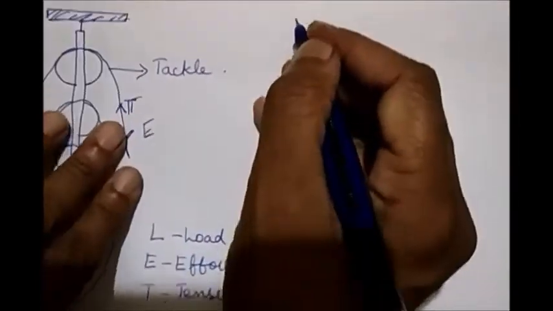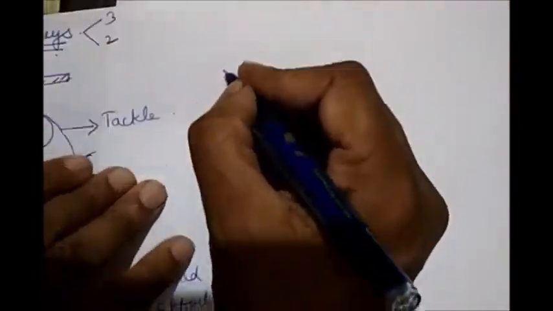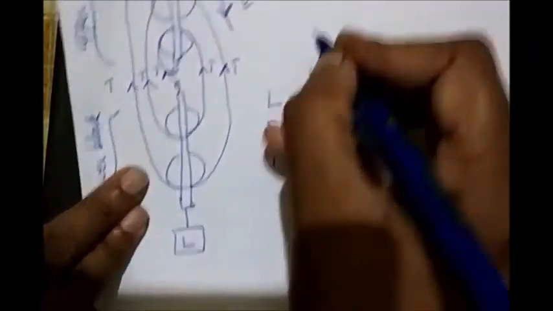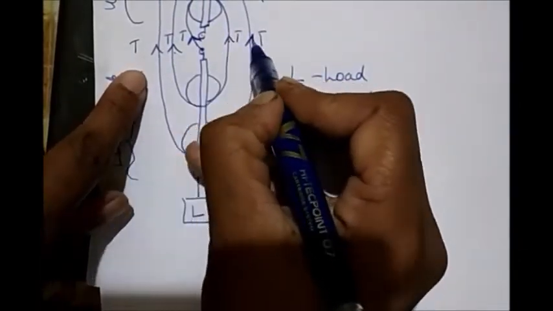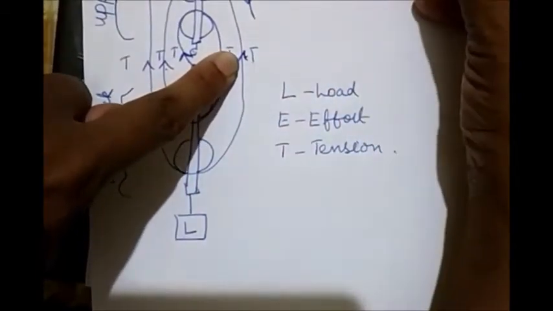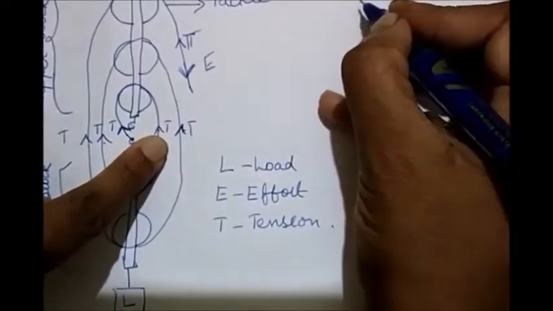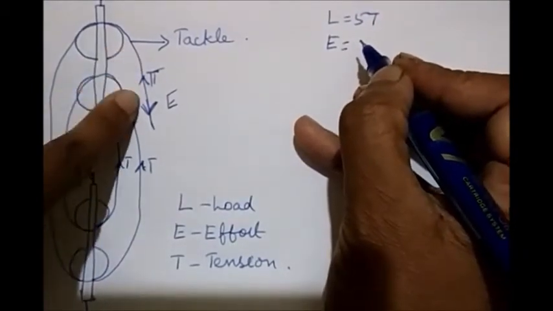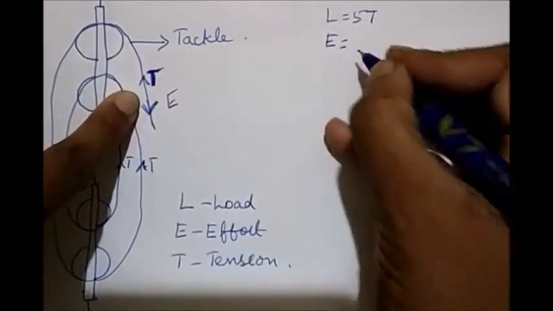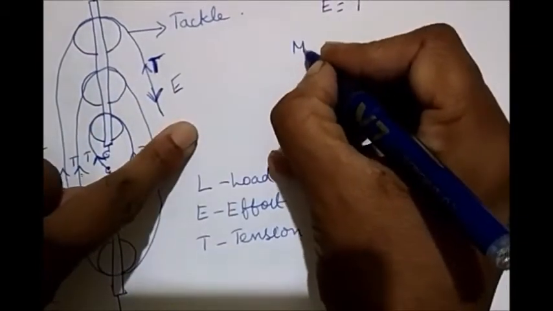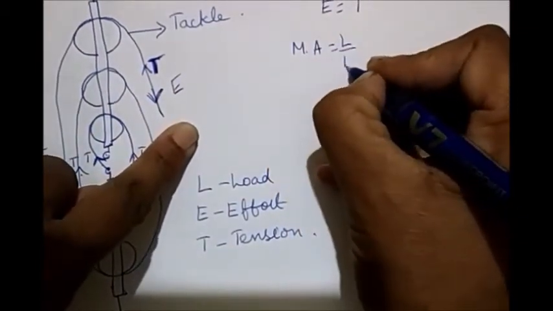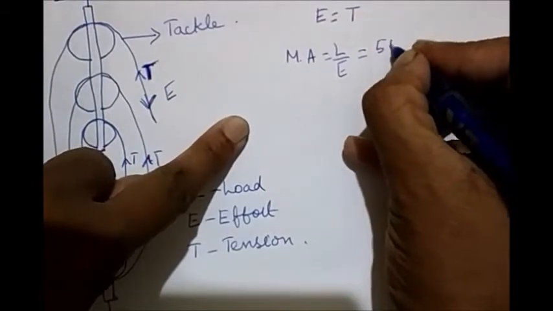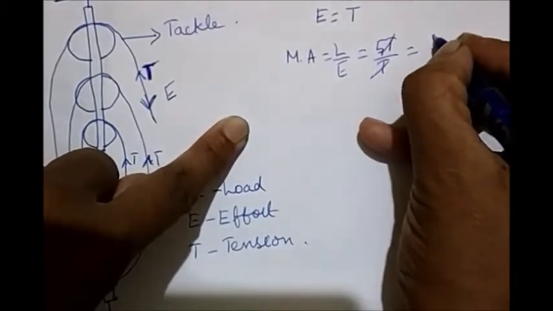Then they'll tell you to derive MA, VR and efficiency as usual. Now, how will you start? The load is balanced by 1, 2, 3, 4, 5, so 5 T's. So L will be equal to 5T, and the effort is balanced by just 1T. So E is equal to T. My MA will be load upon effort, 5T by T, which is equal to 5.